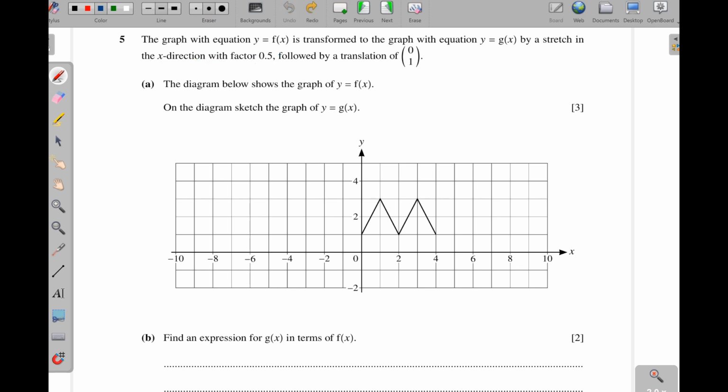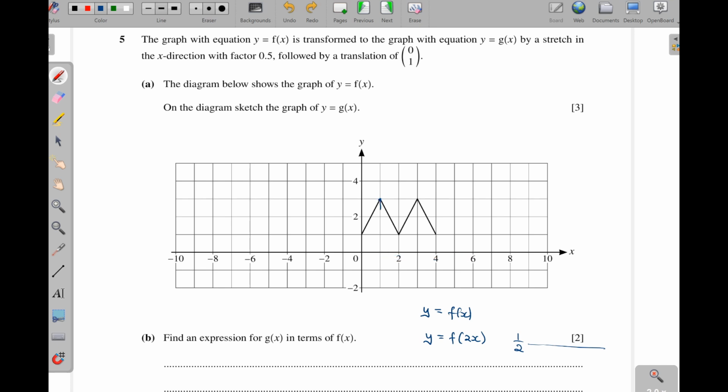So by factor 1 over 2, that means we are going to get the x coordinate. Remember, if you have y is equal to f of x, and then you get y is equal to f of 2x, this is what we call a stretch by factor 1 over 2. The graph is going to diminish. So you have 1 over 2 in the x direction. The x coordinates are going to be multiplied by a half. That's the factor.